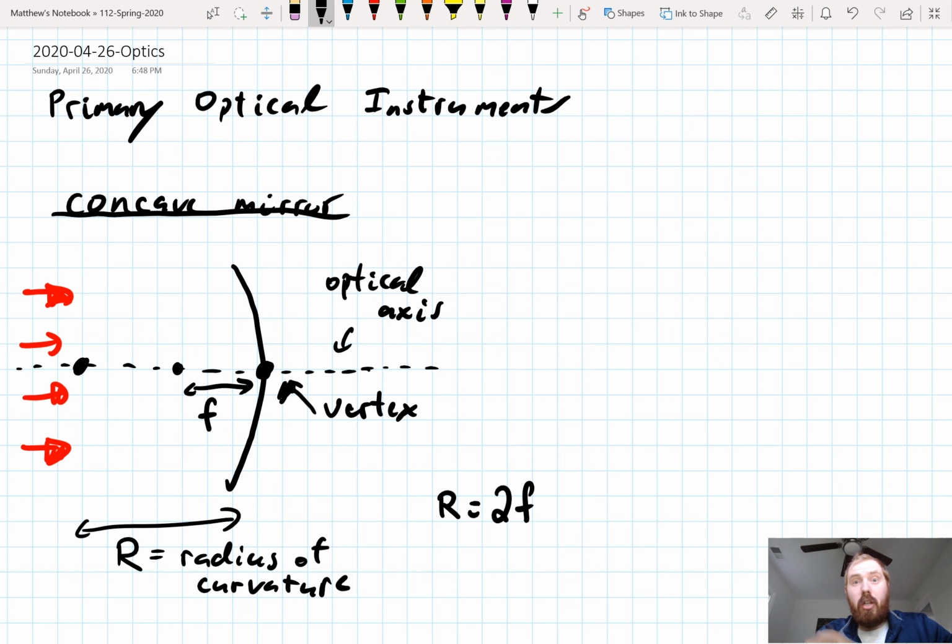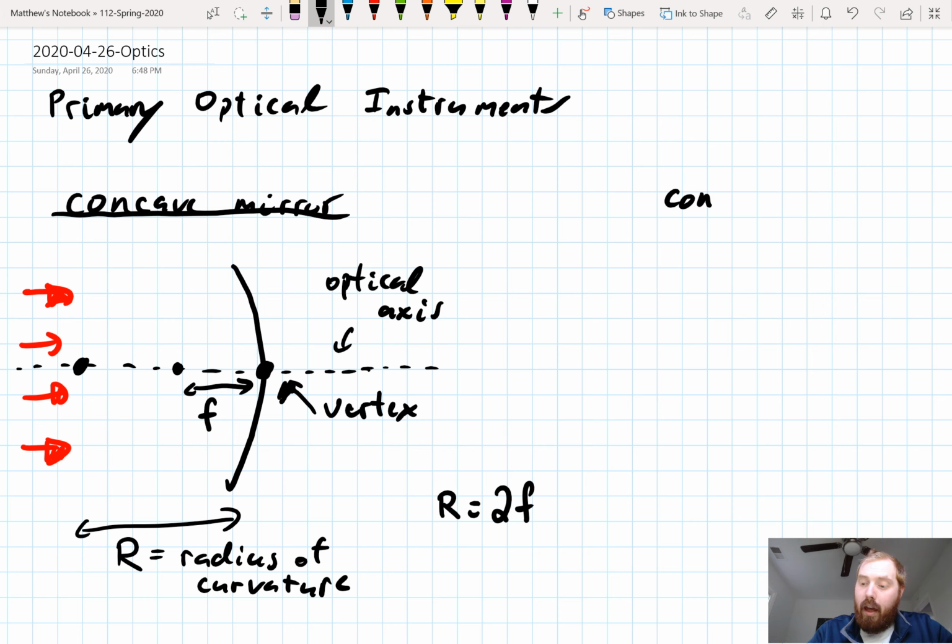Now, if you've been looking at your problems, you might see some focus on F, some focus on R. Why the distinction? Well, R is a geometric thing. R came from the geometry of the mirror. F, the focus, comes from an optical property. And in a little bit we'll actually go through why we care about F way more than the radius of curvature. So that's our concave mirror. Let's do our next one.